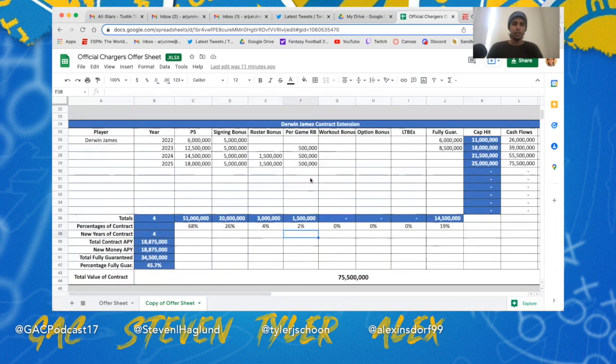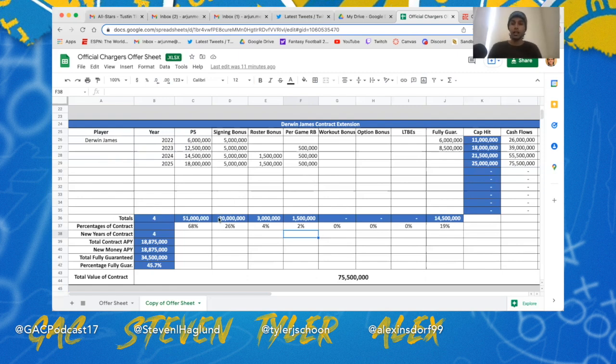Now, Derwin James, extension time, right? He's going to reset the market. Wrote an article for PFF about it. Please go check it out if you haven't already. But my contract projection extension for Derwin James, based on what the market is, based on what I think he deserves, I like 4 years, 75.5 total money, 18.875 APY, 34.5 fully guaranteed with a $20 million signing bonus.